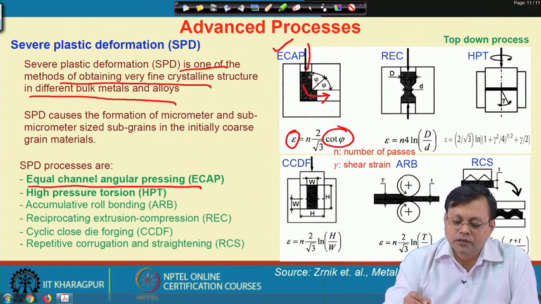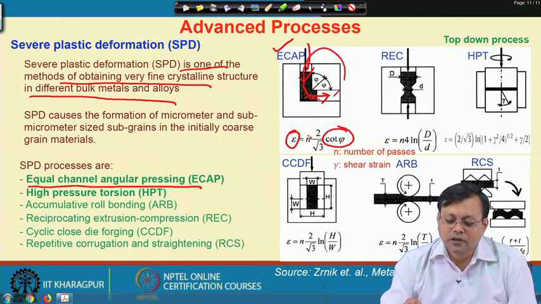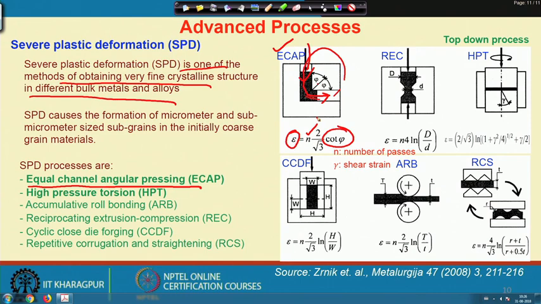And the number of turns, meaning how many times we pass the material through the channel, will also increase the amount of strain. Now, the second process is the RCE, which basically means reciprocating extrusion and compression. Now, the third technique is the HPT, that is high pressure torsion.